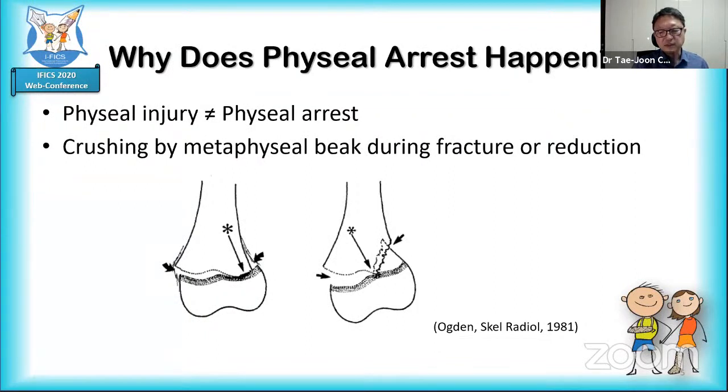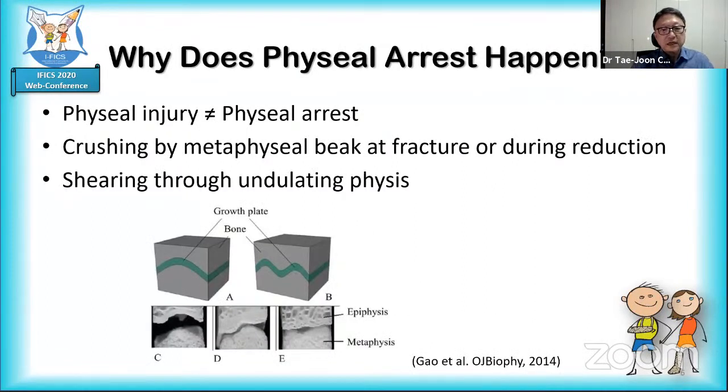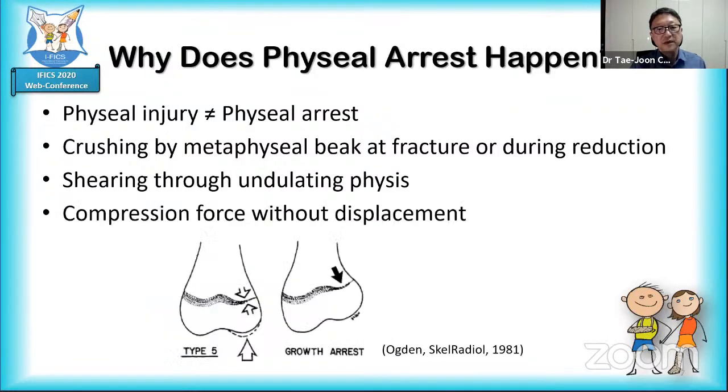There are several mechanisms causing physeal arrest. First, the metaphyseal beak may crush the physis, as in the figures, during the injury or during the reduction procedure. Second, the physis is not a flat structure three-dimensionally, but it has undulations. So the growing chondrocytes can be crushed by this undulation during displacement. It happens commonly at the distal femur. Third, the physis can be crushed vertically by compression force, resulting in physeal arrest.